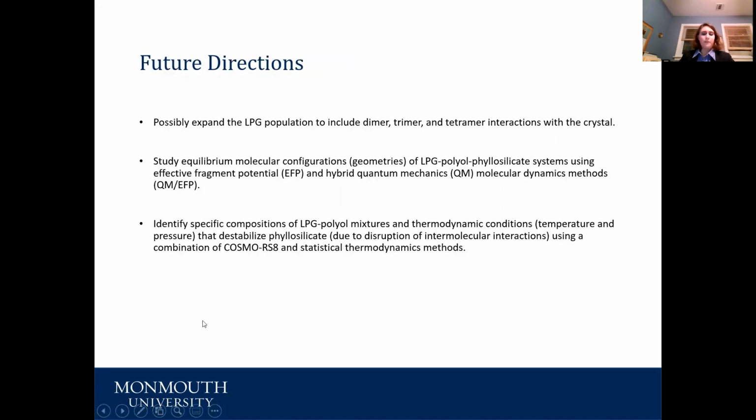Our future plans are to possibly expand the LPG population by introducing additional molecules of each LPG component into the system, to run molecular dynamics simulations on the systems, and to further study the specific thermodynamics that occur within the system using COSMO-RS solvation.